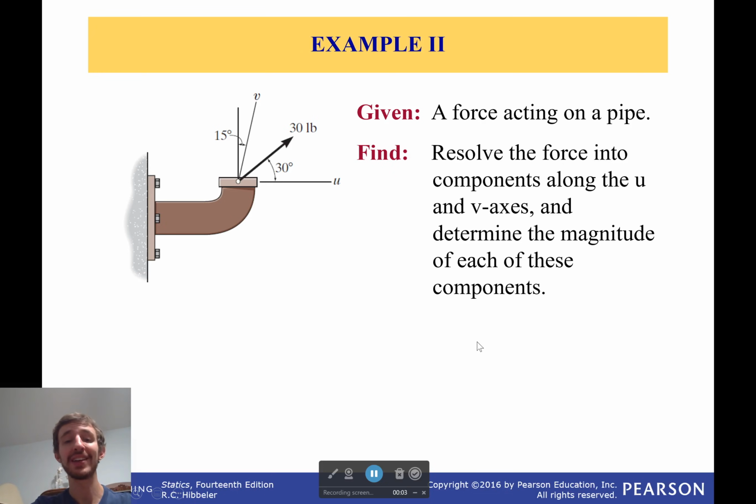So this time we're going through a second example. We're going to be focusing on the parallelogram method this time. Now, what are we given? Let's go through the problem.